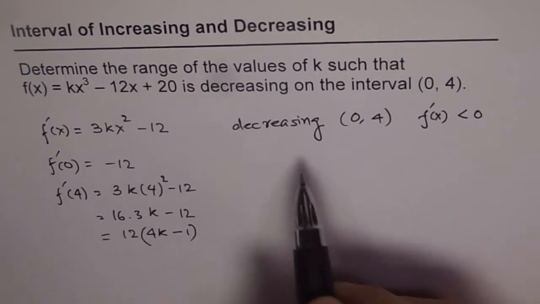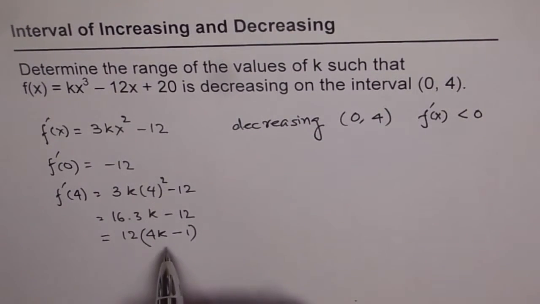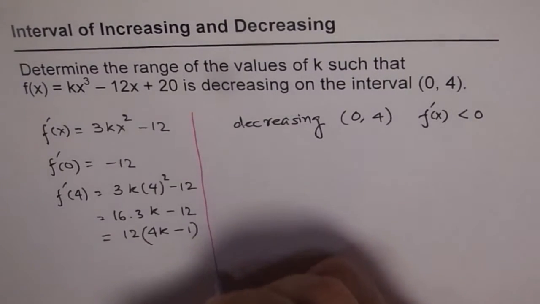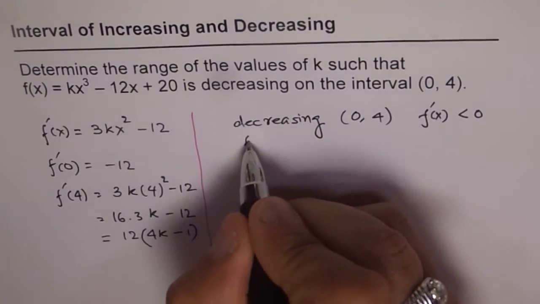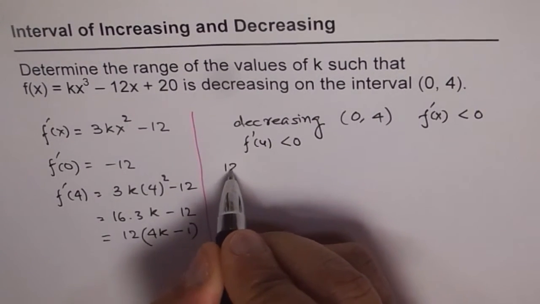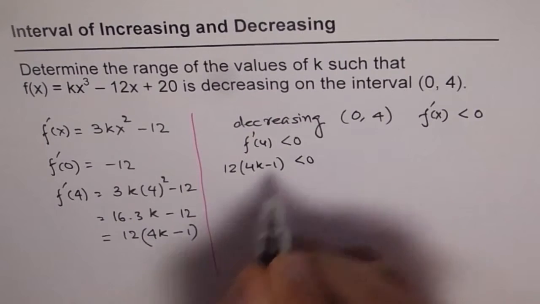And since we want it to be decreasing in this interval of 0 to 4, that means we want this value to be negative. Do you understand? So that is the strategy. I hope you understand the strategy here. So we want this to be negative, right? Let me solve the rest on the right side. So we want f'(4) to be less than 0. That means we want 12 times (4k - 1) to be less than 0, right?